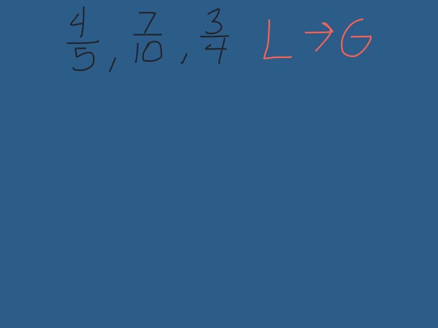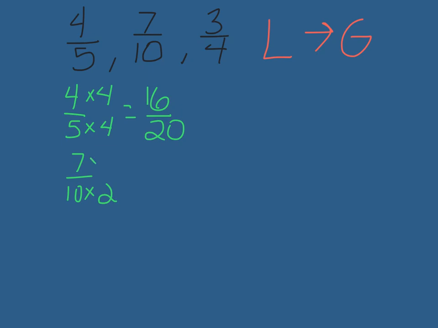So I need to find my least common multiple of each of those. The least common multiple of 5, 10, and 4 is going to be 20. So I'm going to need to multiply each of them in order to get 20. So 4/5, I need to multiply that 5 by a 4 in order to get 20. So then I'd have 16/20. Then I have my 7/10. I need to multiply that by 2 in order to get my 20. So that would be 14/20.